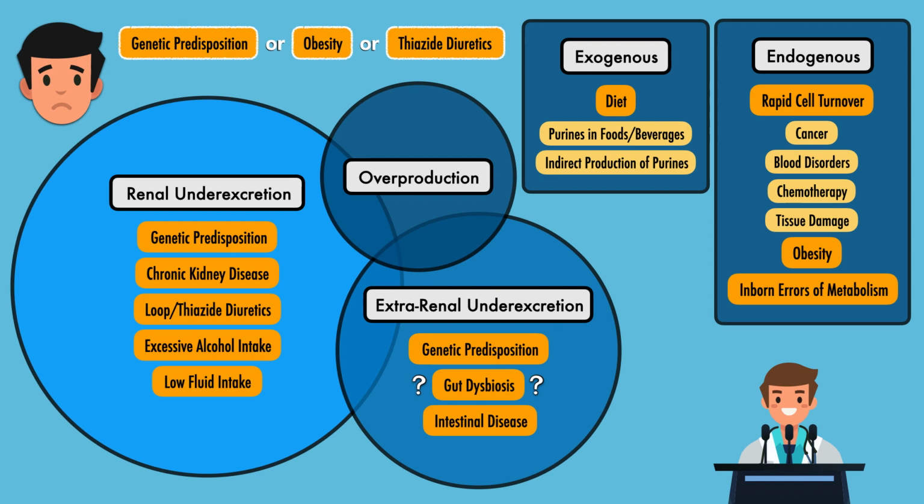Rather than entirely being caused by genetic predisposition or obesity or thiazide diuretics, hyperuricemia and gout is most likely to occur when more than one precipitating factor is present.